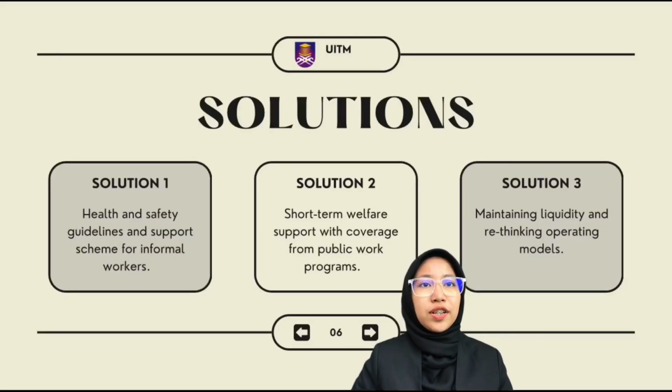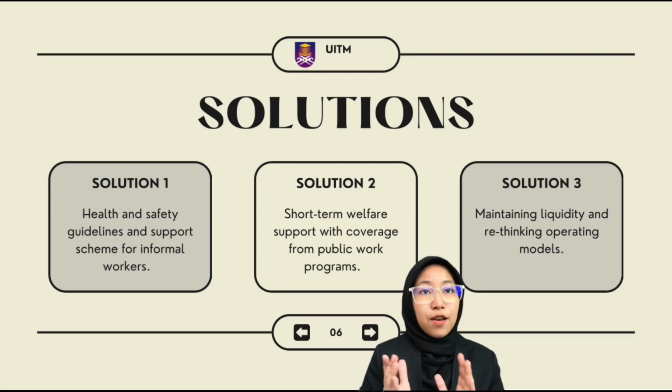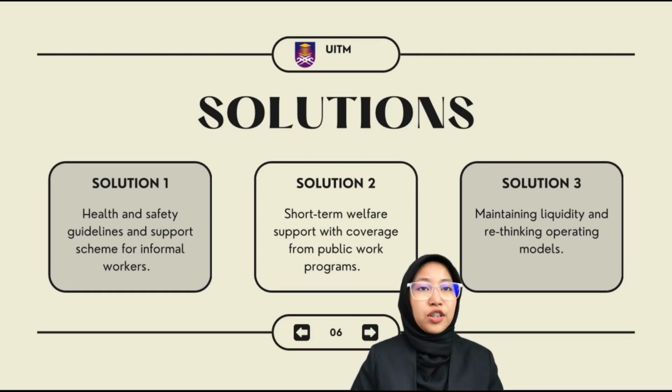There are several solutions that can be implemented to reduce the unemployment rate. The first solution is providing health and safety guidelines and a support scheme for informal workers. For health and safety guidelines, the government should develop comprehensive guidelines specifically tailored to the needs of informal workers. These guidelines should address specific job roles and tasks such as housekeeping, food handling, tour guiding and transportation. Then, create a support scheme that offers financial assistance to informal workers in the tourism sector during times of unemployment or reduced income due to health and safety measures.